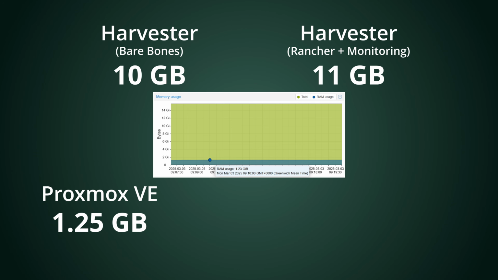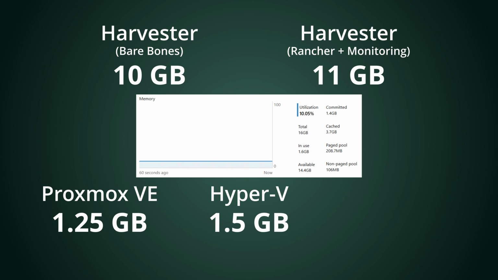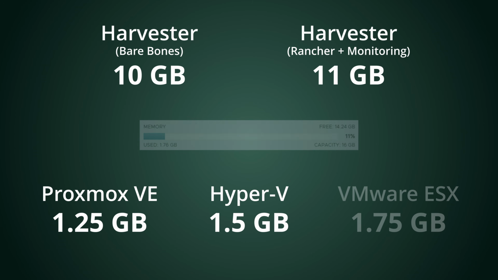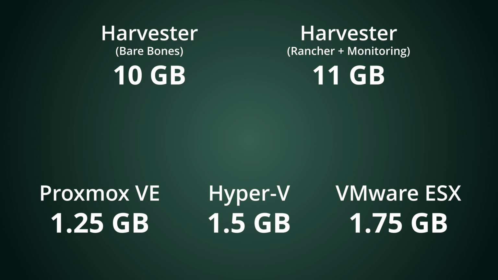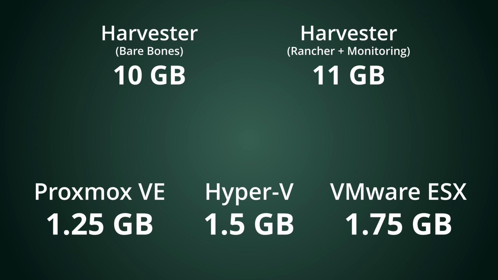Compare this to Proxmox on the same hardware, which consumed 1.25 gigs of RAM, Hyper-V using just under 1.5, or ESXi weighing in at 1.75. All of them are under 2 gigs, making Harvester considerably more resource hungry. Now 10 gigs is not a massive amount of RAM in the context of data center hardware, but for my intended use case it is a bit of a problem.